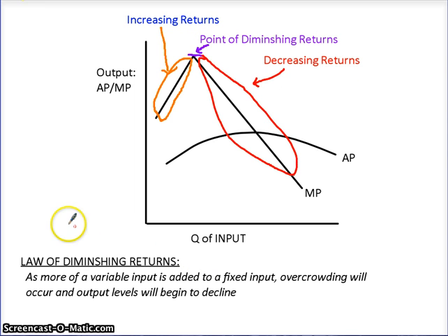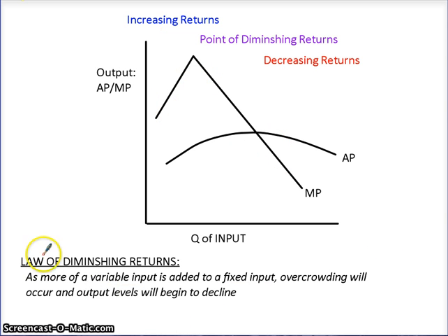As we're adding more of a variable input into a fixed input, if output levels are going up as a result, that's increasing returns. If we add more variable inputs into a fixed input and we see that outputs are declining, that's decreasing returns. The tipping point is the point of diminishing returns, which brings about our law, the law of diminishing returns. As more of a variable input is added to a fixed input, overcrowding will occur and output levels will begin to decline.